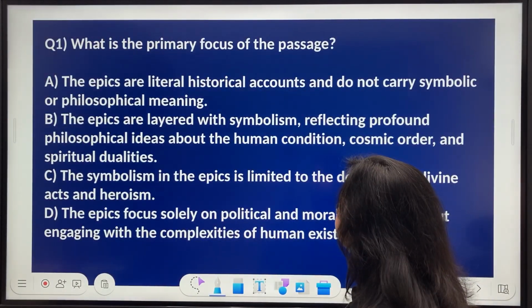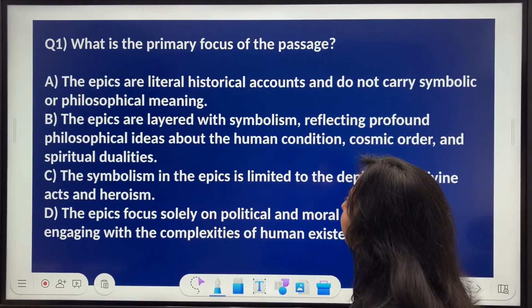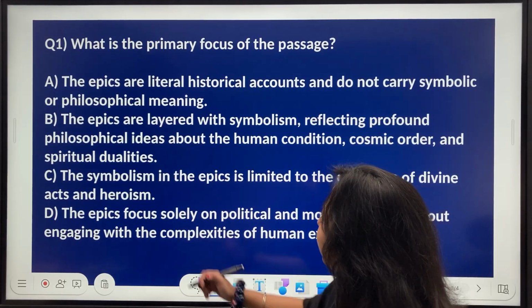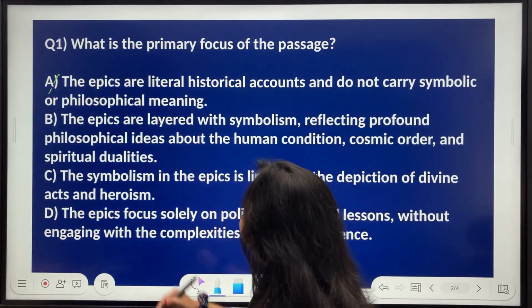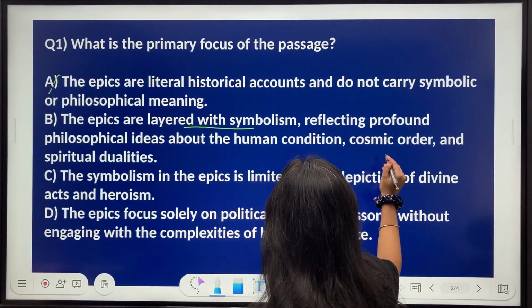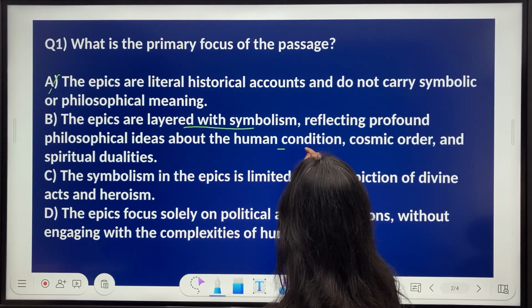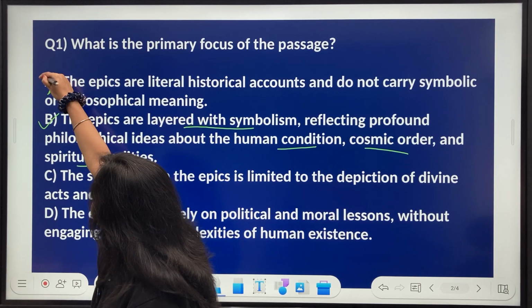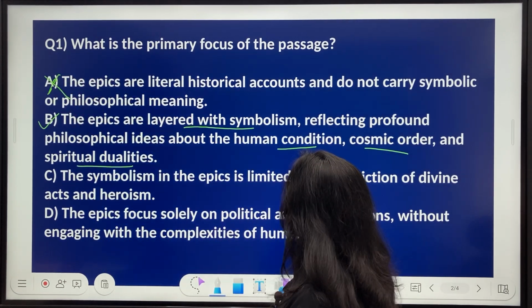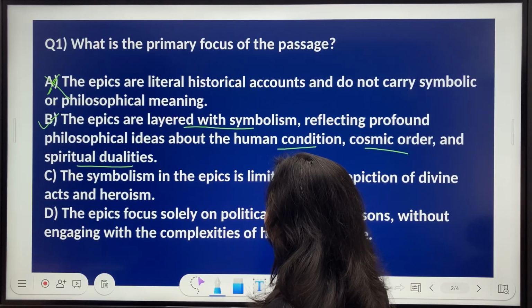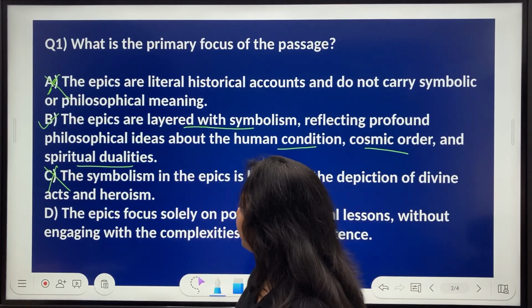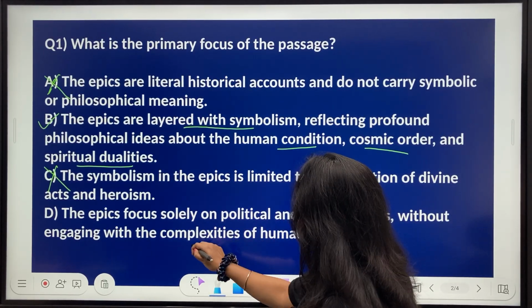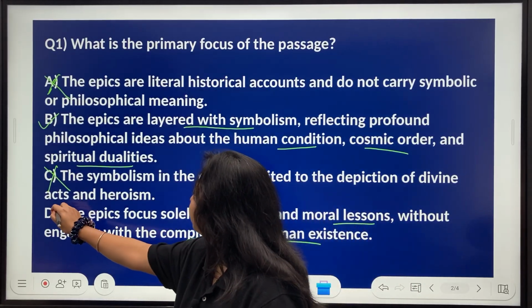So now let's see what the questions are. What is the primary focus of the passage? The epics are literal historical accounts and do not carry philosophical symbolic meaning? No, that's not so. They are layered with symbolism. The epics are layered with symbolism, reflecting profound philosophical ideas about human condition, cosmic order and spiritual dualities. Yes, this is right, it is quite detailed and quite correct. The symbolism in the epics is limited to depiction of divine acts and heroism. No, wrong. The epics focus solely on political and moral lessons without engaging with complexities of human existence. No, this is also wrong.